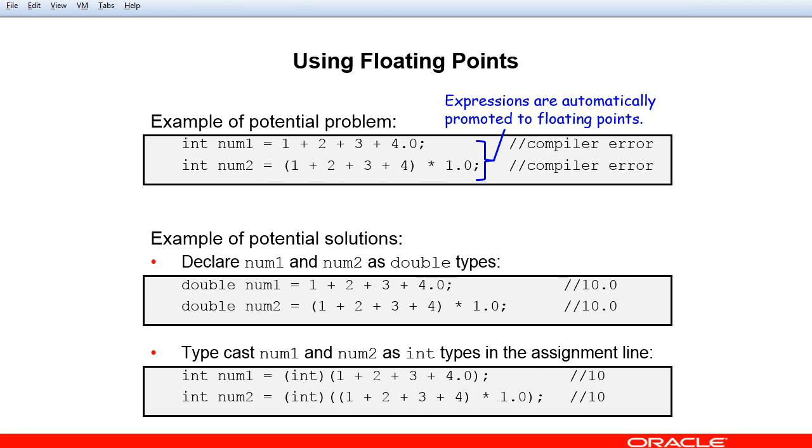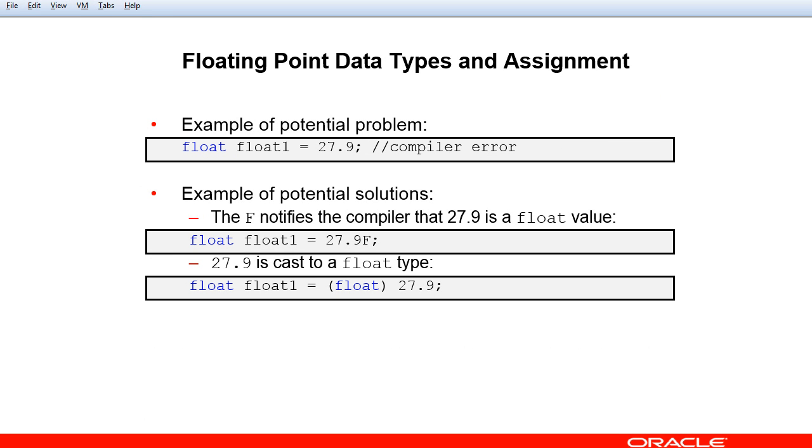or you could typecast num1 and num2 as int types in the assignment line. Just as integral types default to int under some circumstances, values assigned to floating point types always default to a double type, unless you specifically state that the value is a float type. For example, the potential problem here causes a compiler error. Because 27.9 is assumed to be a double type, a compiler error occurs because a double type value cannot fit into a float variable. Both of the following solutions will work correctly. In the first solution, the F notifies the compiler that 27.9 is a float value. In the second solution, 27.9 is cast to a float type.